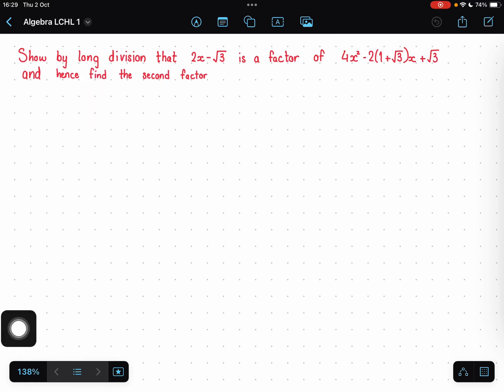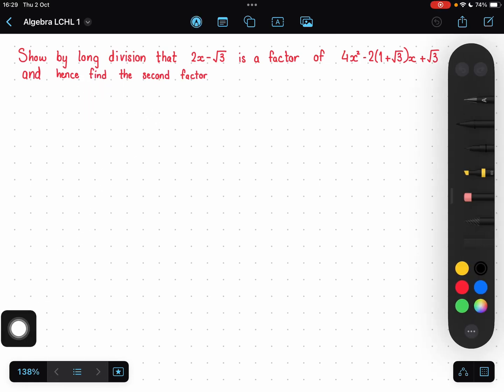Okay, how do we do it? Well, we're going to set up our rectangle thing. I call it a rectangle, even though it's more like a sideways L. Whatever is getting divided is going underneath the rectangle. I know it's not actually a rectangle, but it's just what I call it. It's easier than saying sideways L.